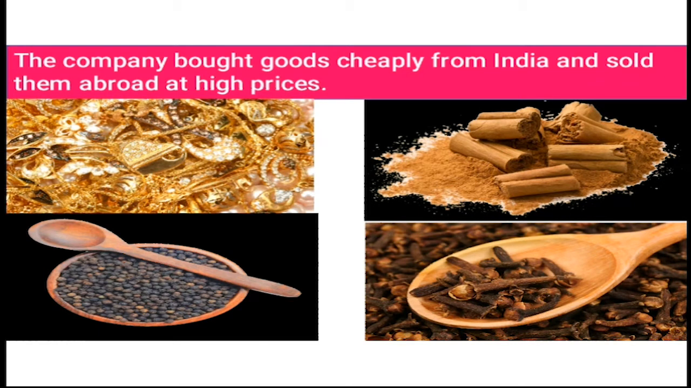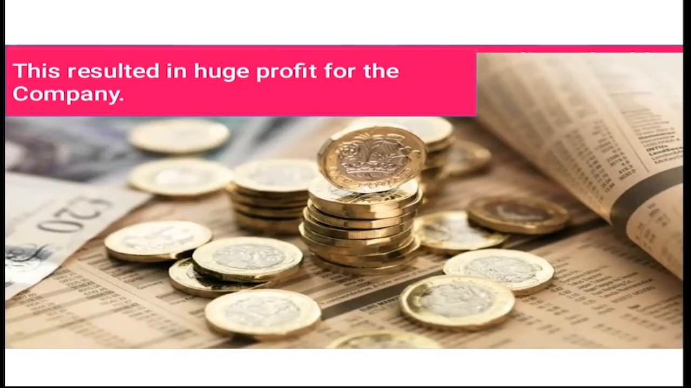The company bought goods cheaply from India and sold them abroad at high prices. These are the things which were brought from India to Europe, and these things were sold at high prices. This resulted in huge profit for the company. Definitely, when you buy something at a cheap price and sell those things at a high price, you will gain a high profit.